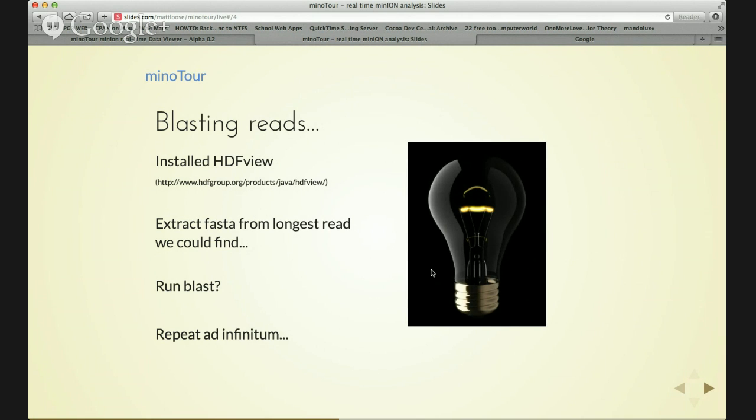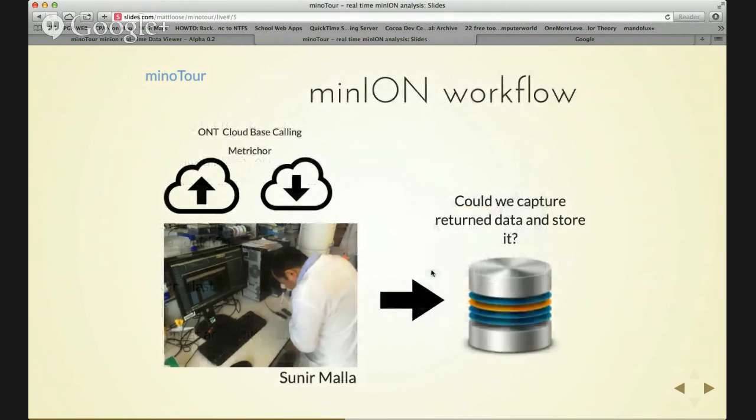But the obvious light bulb moment is, well, we don't want to sit here doing this. We want to do it automatically. And so we've done a little bit of work to try and do this. So the MinION workflow, as Clive's told you, here's Sunir. He's working in the lab. This was yesterday, actually, working with an R7 chip, which is still running today, and I was hoping to show you some data. I don't know if we'll get there or not.